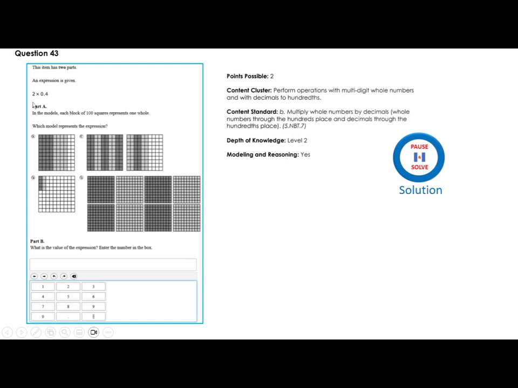An expression is given: 2 times 0.4, 4/10. In the model, each block of 100 squares represents one whole. So that's one whole. Okay, and then which model represents the expression? 2 times 0.4. Remember, 0.4 means 0.40, which means 40 over 100. 40 over 100. The model of two groups of 40 hundredths is A. This is the answer here.